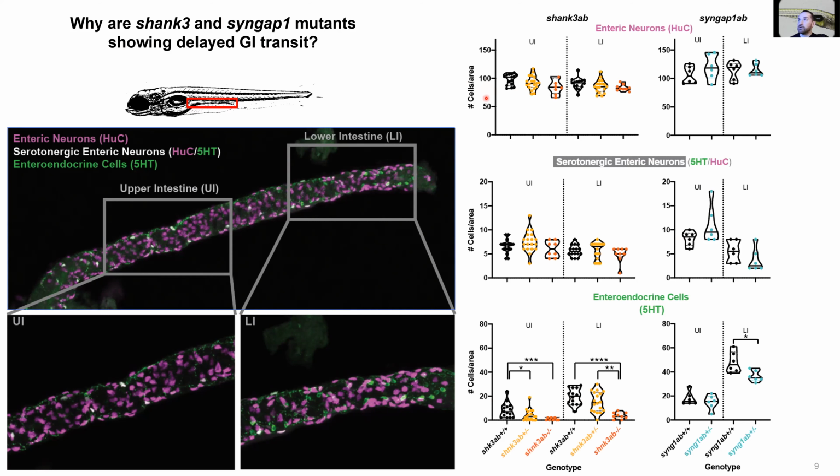Contrary to our hypothesis, what we found was that there isn't really a significant difference in the number of enteric neurons within the mutants as compared to the wild type.